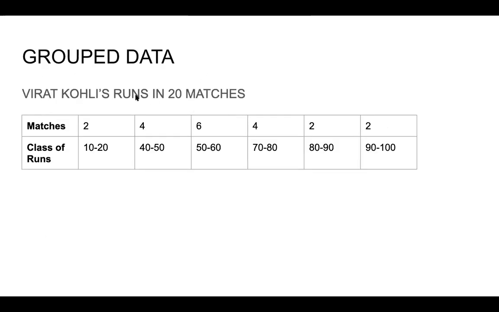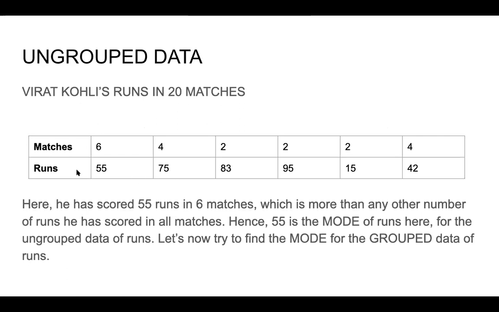In terms of ungrouped data, it is very simple to find the mode, because now you can see directly that 6 is the maximum frequency. So 55 is the mode. 6 is the maximum number of matches, so 55 runs is the mode of the data.